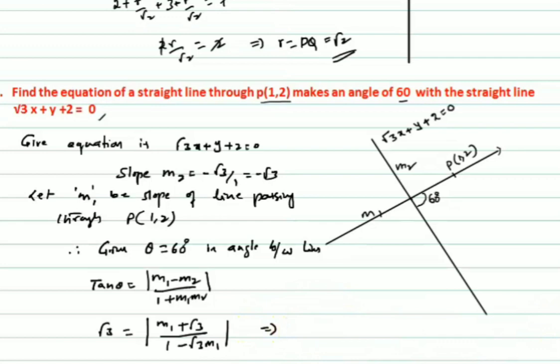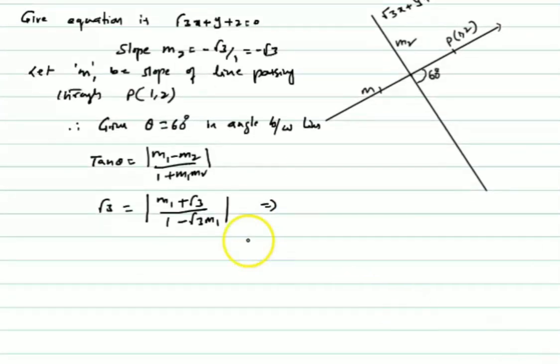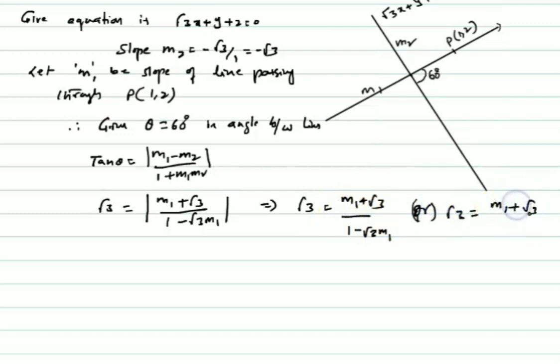two ways. Look here, there are two cases. Once I take positive, root 3 is equal to m1 plus root 3 by 1 minus root 3 m1. The next one is root 3 is equal to minus of m1 plus root 3 by 1 minus root 3 m1, taking plus or minus. If you remove the modulus, we get plus or minus root 3. Here I can take it as minus root 3, and here as positive.